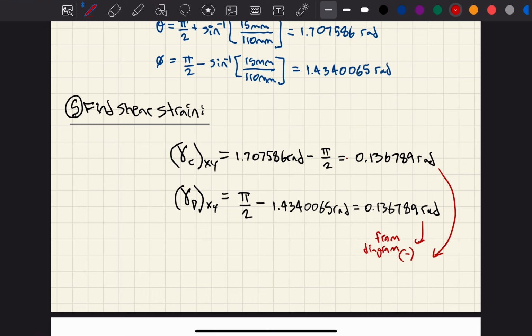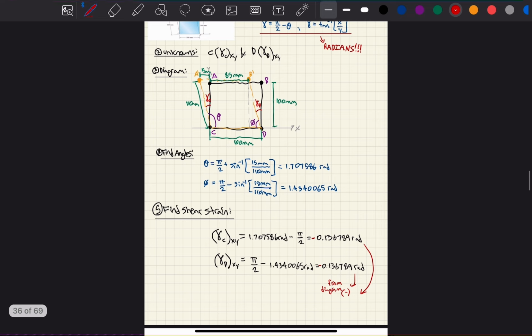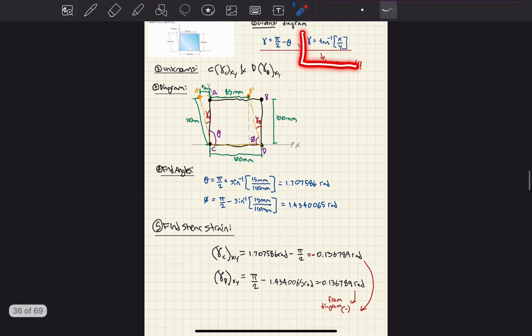Okay, so we can add a negative right there and a negative right there. So we have a negative shear strain value of 0.136789 radians at corners D and C. Why? Well, it stems again from this tangent formula right here, right? Tangent of gamma is equal to x over y.